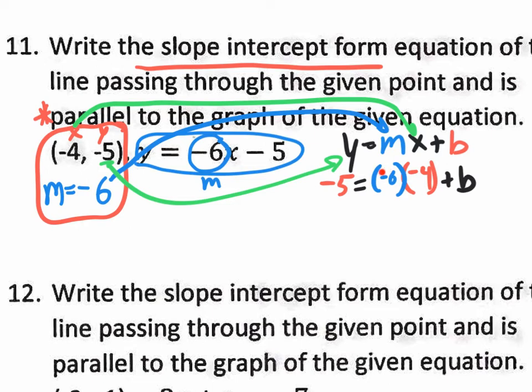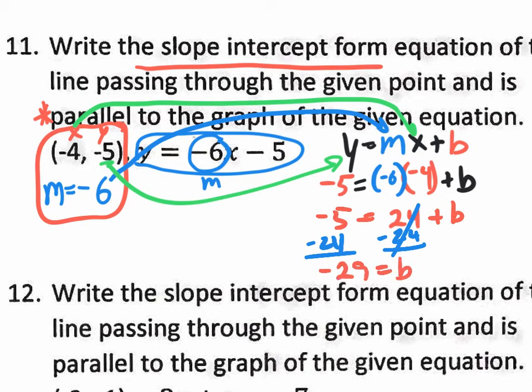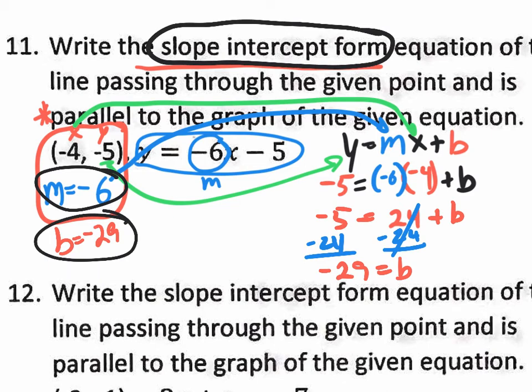So when we solve for b, we have -6 times -4. That is positive 24. Plus b equals -5. And then we subtract 24, and we will get your b value being -29 equals b. b equals -29. Is that right? Okay, so we really have an m value and a b value. Now we could actually write our slope-intercept form equation, which is y equals mx plus b. So we have y equals m, -6, x plus b, which is -29.